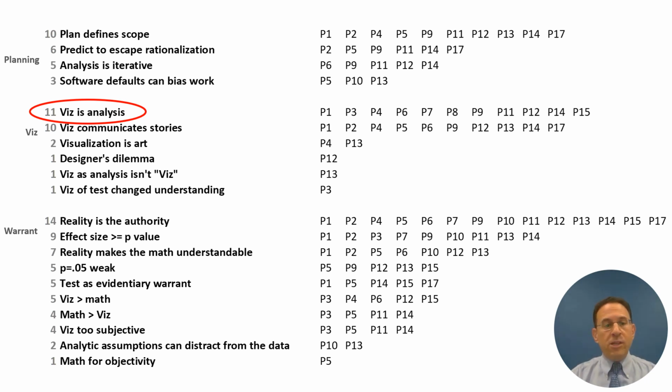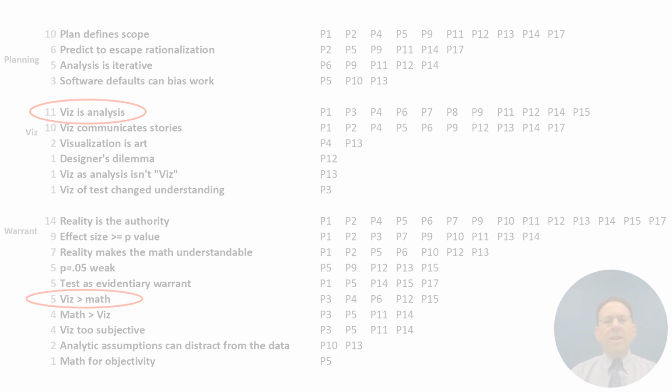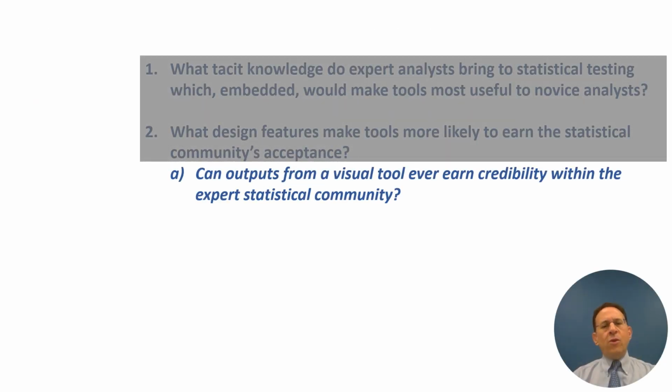Moreover, when we talked about epistemic warrants, we discovered that for 5, they felt that visualization was actually a stronger epistemic warrant than equation-based statistics, than math. They said some version of the comment, yeah, it's great to get a positive statistical test, but when I see it, then I can really believe it. So, in answer to the question, can outputs from a visual tool ever earn credibility within the expert statistical community? I think we have evidence that the answer is yes.